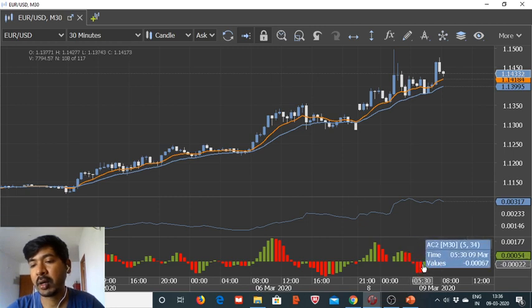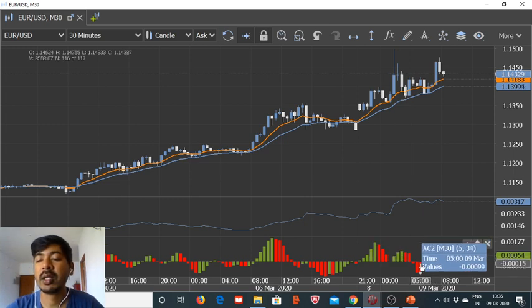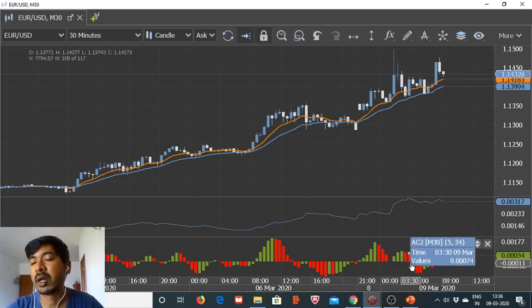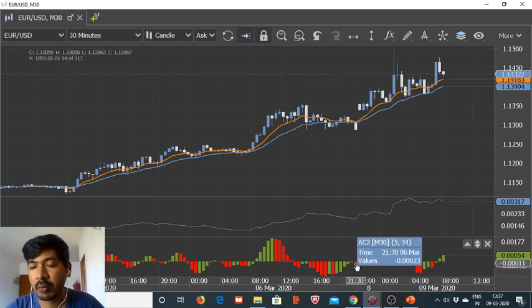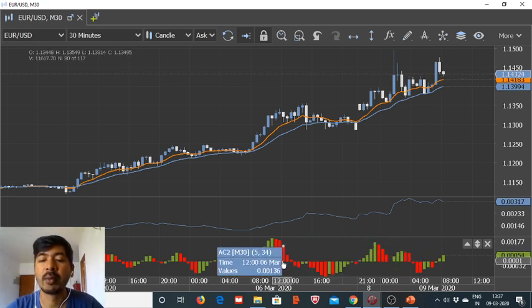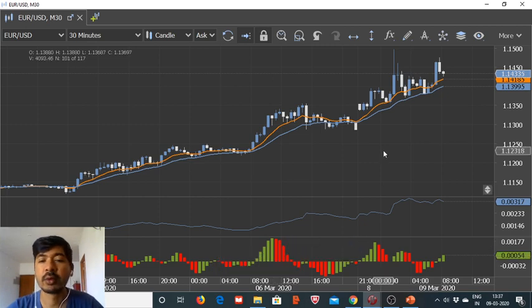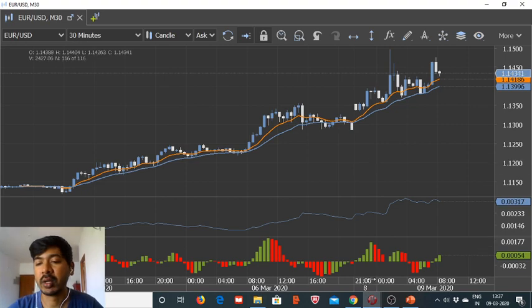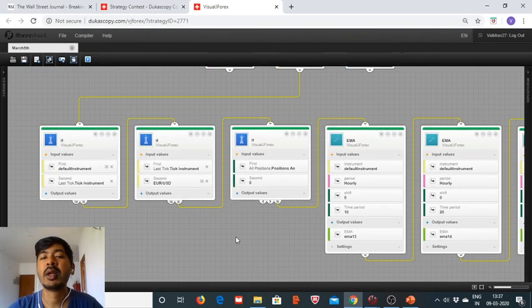And then to make sure that we execute the trade only when there is an initial change, and the price action is just in the initial hours of that change, when the momentum shifts from bearish to bullish, we look for a buy trade. When the momentum shifts from bullish to bearish, we look for a sell trade. So AC2 has been put in for that purpose. So here this is the setup so far.